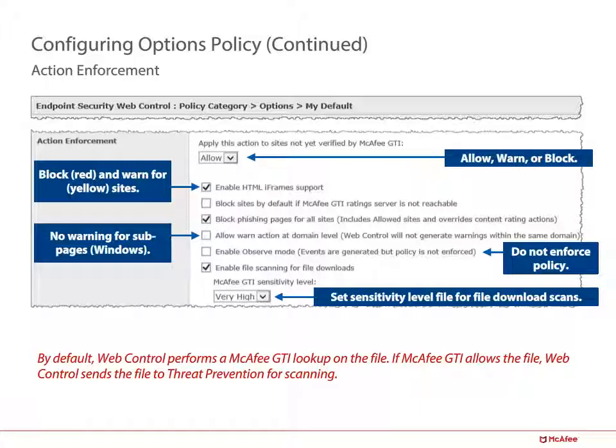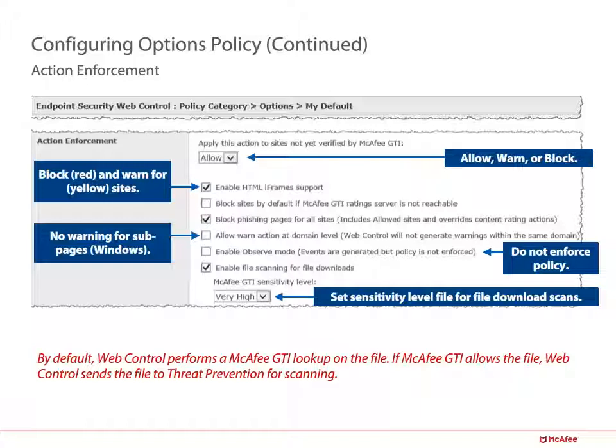Block sites if the McAfee GTI rating server is not reachable. That will block websites by default if it cannot reach our GTI server. Block the phishing pages for all sites. If you have a phishing page, it will actually block it. It will override any content rating actions. Allow warn action at the domain level. Web Control will not generate any warnings within the same domain. So this will display a warning for any parent URL, but not for any of the subdomains. This again only applies to Windows.